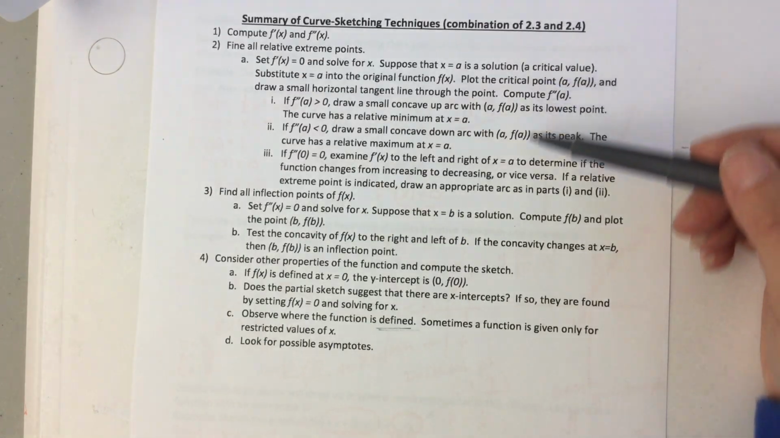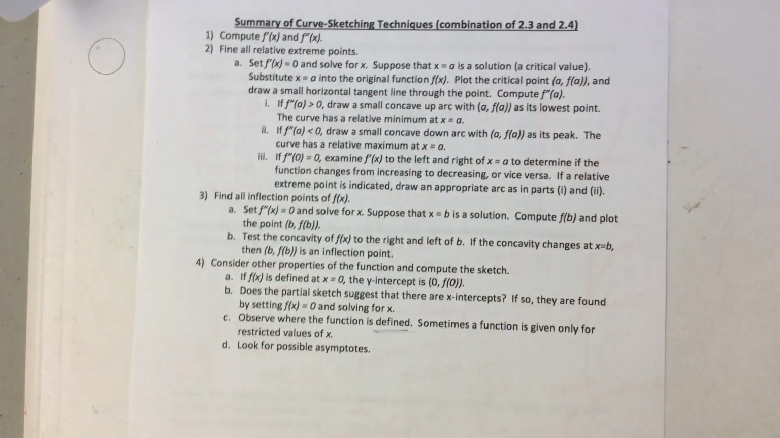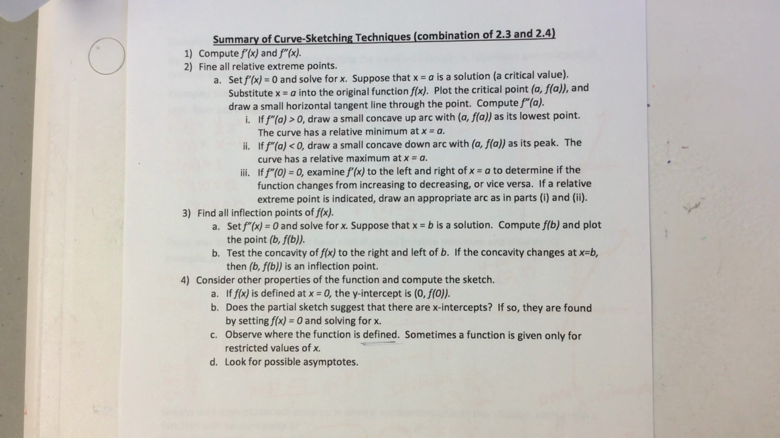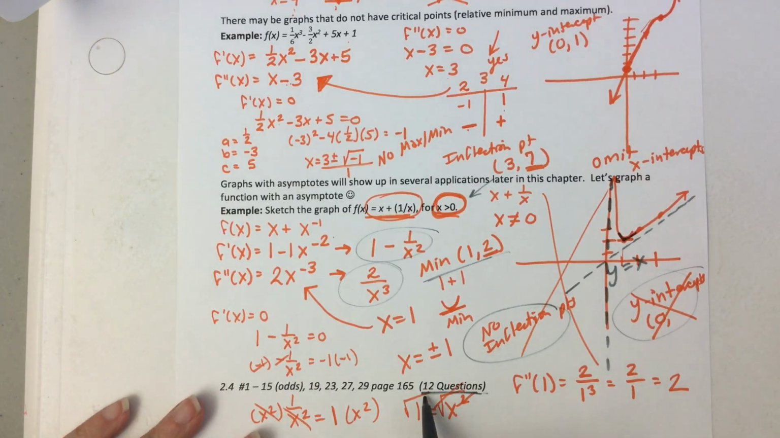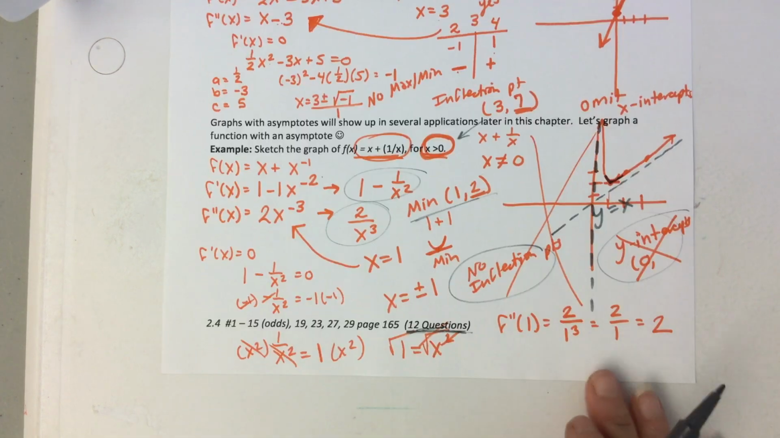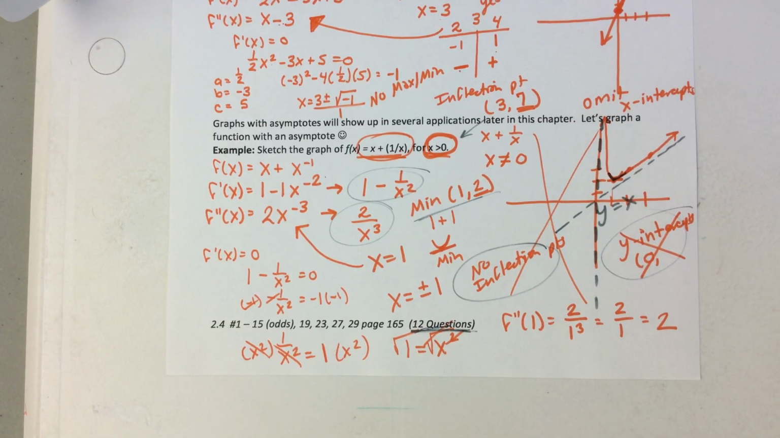So this is just like a step-by-step guide that I would just print off and keep next to you as you're going through these problems. And again, these 12 questions in the book will really help you to further understand what's going on in 2.4.